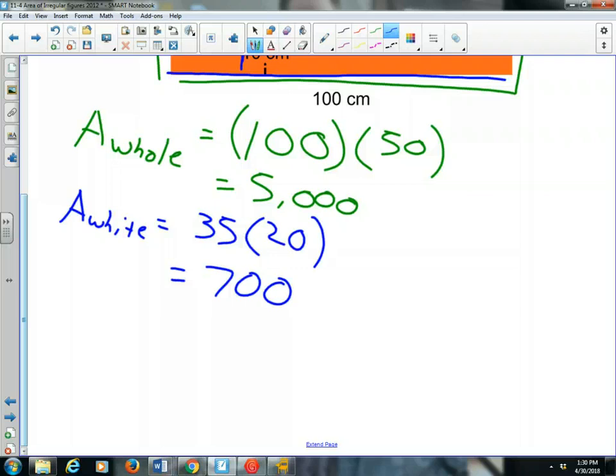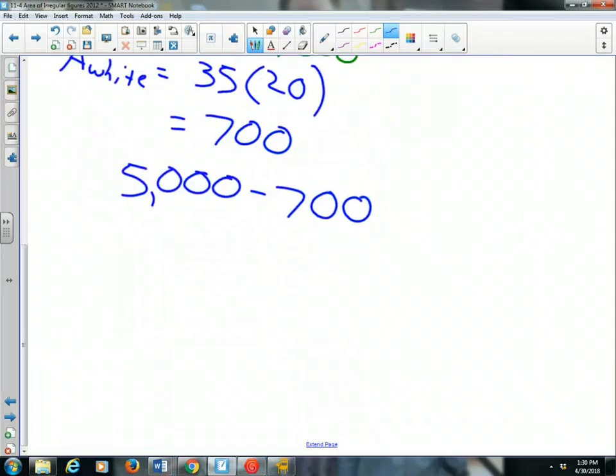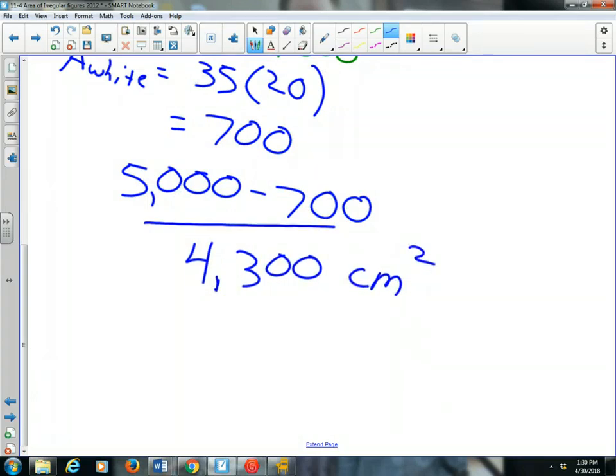So what is the area of the orange region? It's the whole rectangle, 5,000, subtracting the 700 for the white rectangle. 5,000 minus 700 is 4,300 square centimeters.